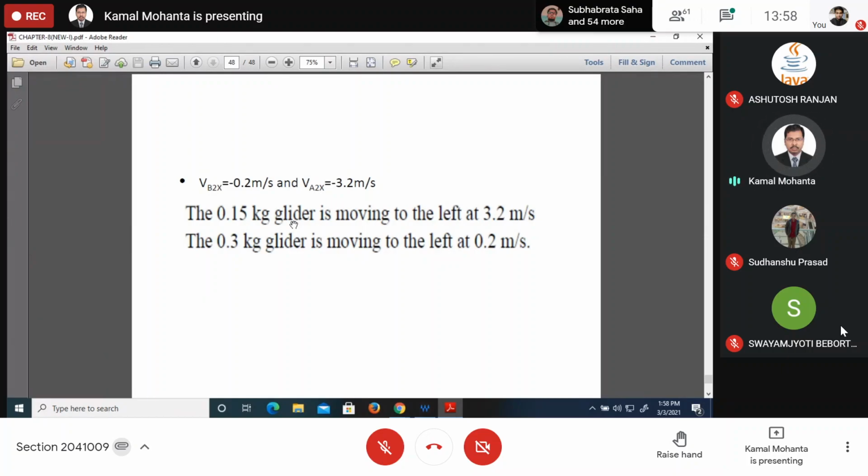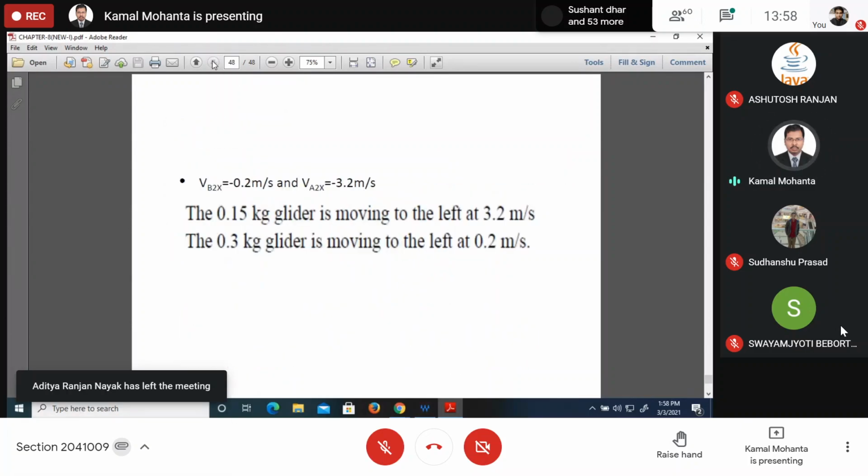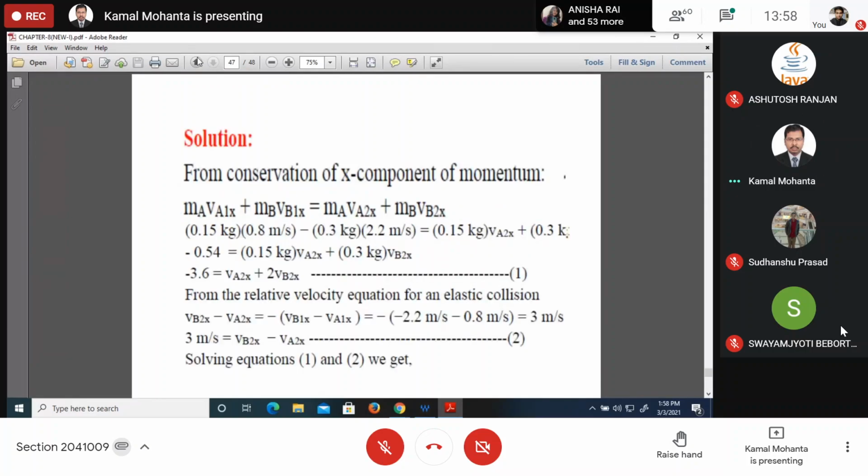According to the question, we have to calculate the final velocity, that is, the magnitude and direction of each glider if the collision is elastic. So the 0.5 kg glider is moving to the left at, taking the magnitude, 3.2 meter per second. Similarly, the 0.3 kg glider is moving to the left at 0.2 meter per second. Those who have not done, just write this down.